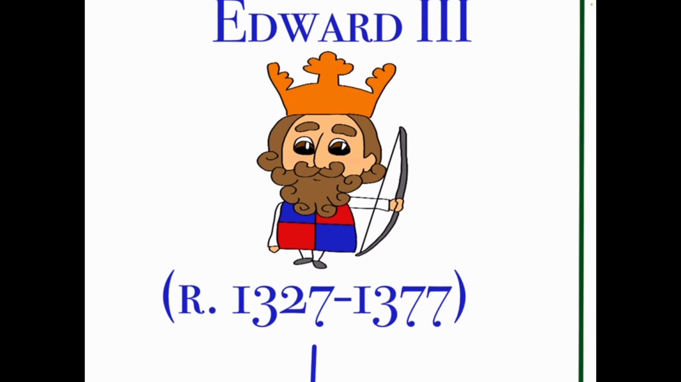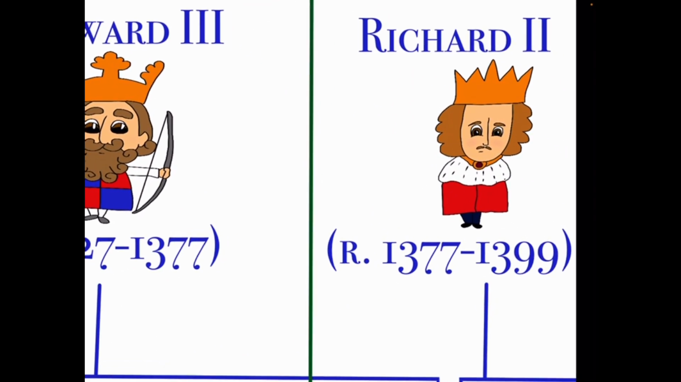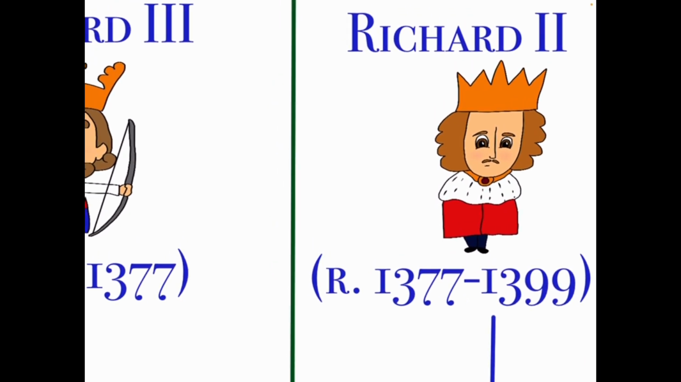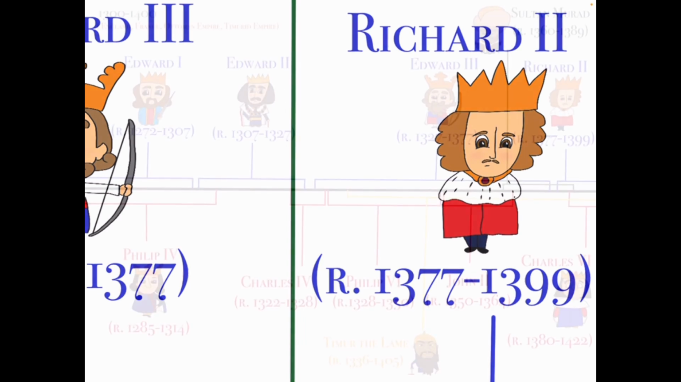Next, we move on to Richard II. Richard II took over in 1377 and ruled until 1399. Richard became king at the young age of 10. He dealt with the peasant revolt in his lifetime. He tried to end the 100-Year War, and sadly, the last 2 years of his life was called a tyrannical rule. He ended up being deposed in 1399.